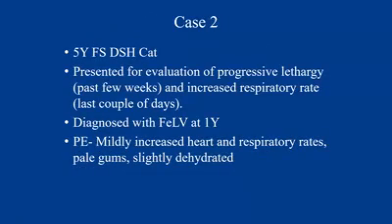All right, case 2. This is a 5-year-old female spayed domestic short-hair cat who presented for evaluation of progressive lethargy over the past few weeks and had an increased respiratory rate the last few days. The patient was diagnosed with feline leukemia at 1 year of age, and on physical exam, a mildly increased heart rate was noted, respiratory rate was increased, the patient had pale gums and was slightly dehydrated.